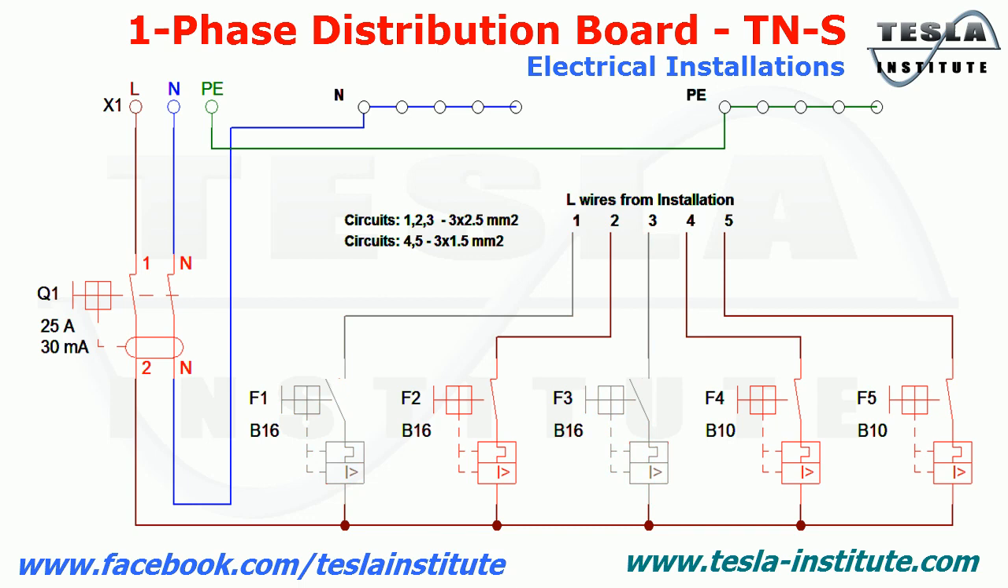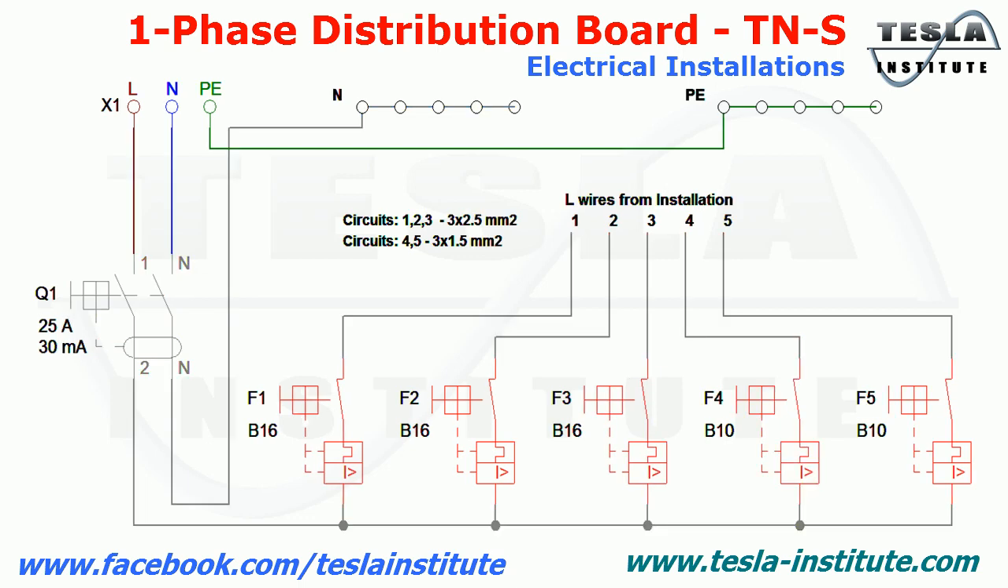Circuits 1 and 3 are off, all other circuits are on, and only circuit 4 is off. When the RCD device is turned off, even if all circuit breakers are on, we don't have any voltage in the circuits of our electrical installation. You can watch the operation of the distribution board in a simulation.